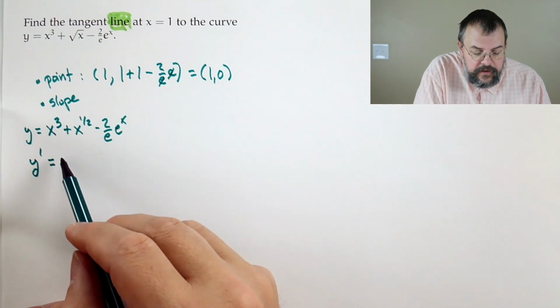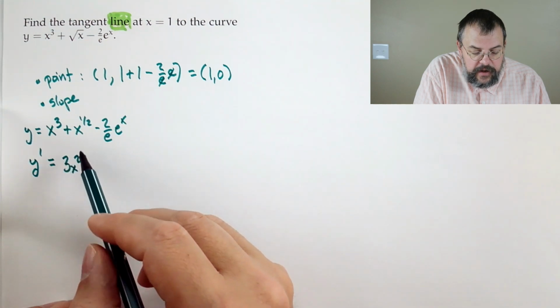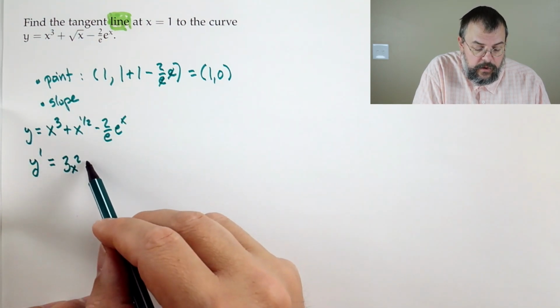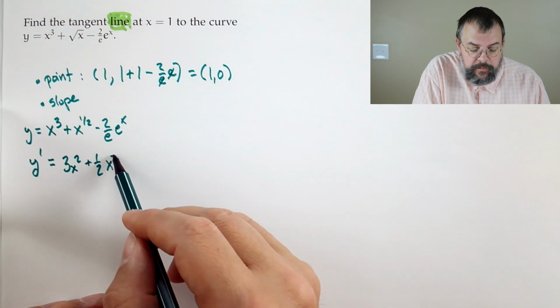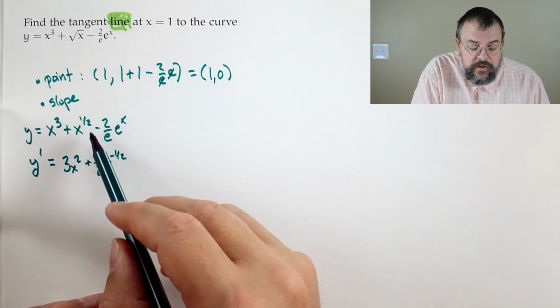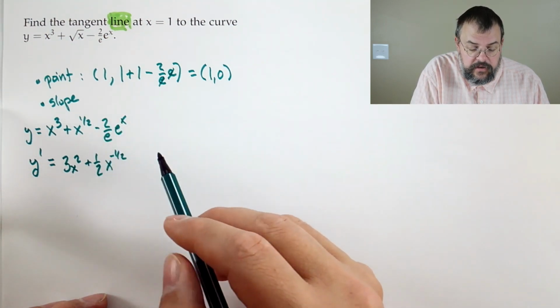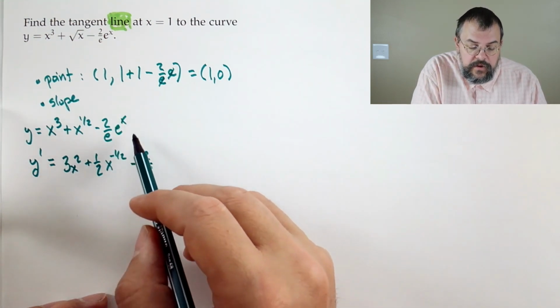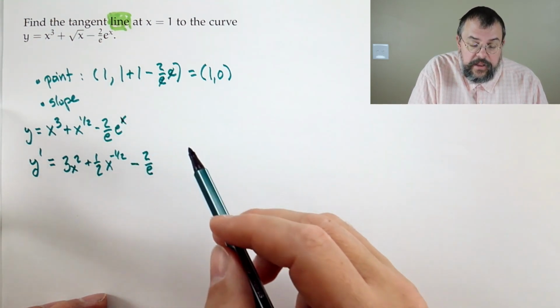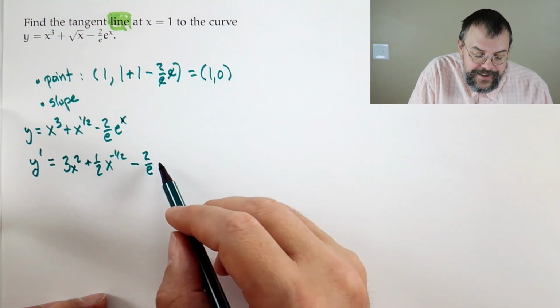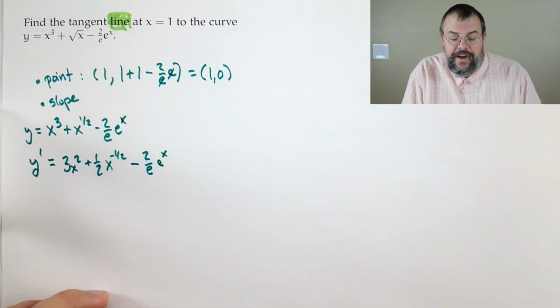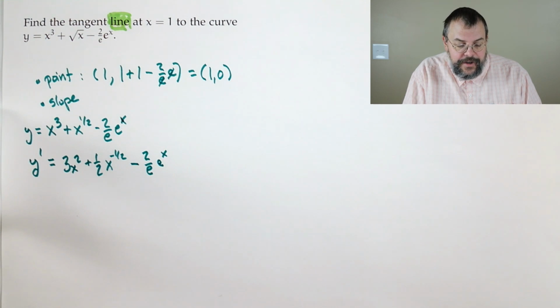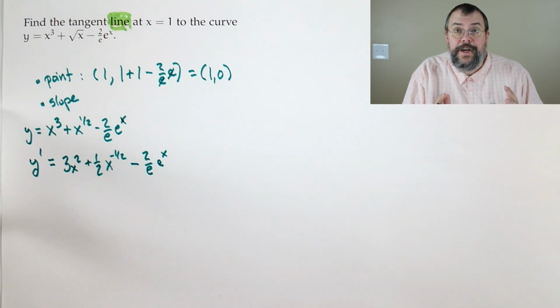So derivative of x cubed, 3x squared. Derivative of x to the 1/2, 1/2 x to the minus 1/2. This 2 over e is a constant, so minus 2 over e, that's just a constant, times the derivative of e to the x, and the derivative of e to the x is e to the x. Good. Now, plug in 1.